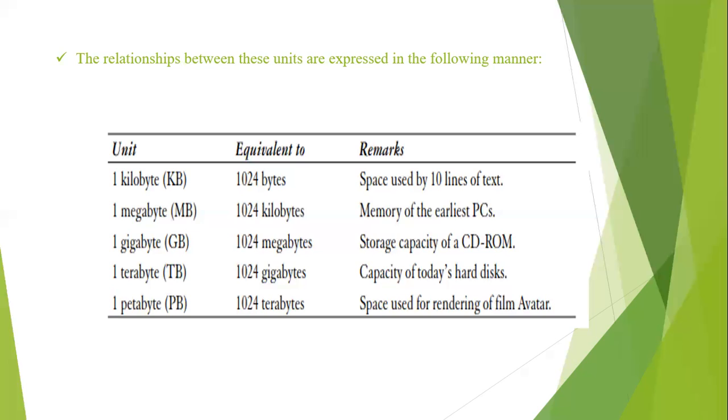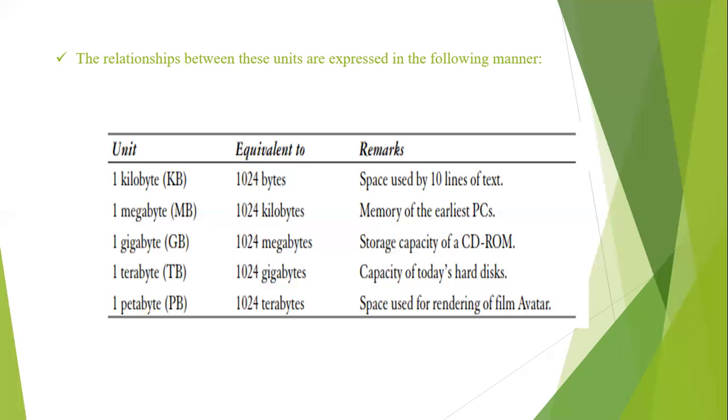As an example, it's given under the remarks section. 1 terabyte is equal to 1024 gigabytes. Capacity of today's hard disk: I have purchased an external hard disk. Its capacity is equal to 1 terabyte. It's probably the minimum; you don't get hard disks today smaller than that size. 1 terabyte is equal to 1024 gigabytes.